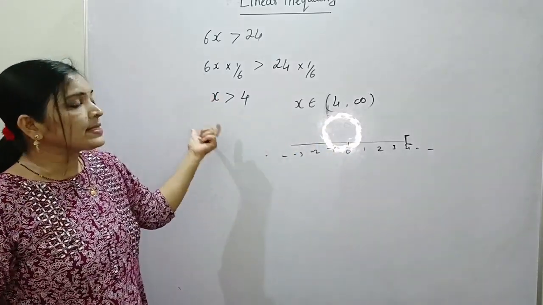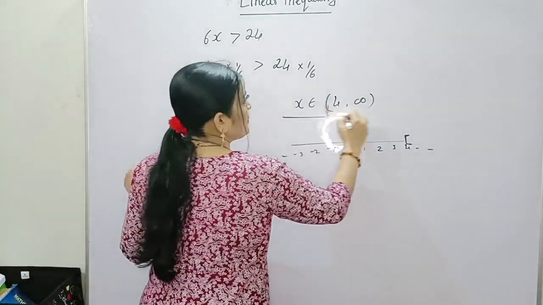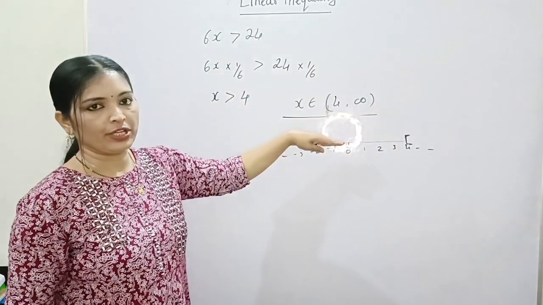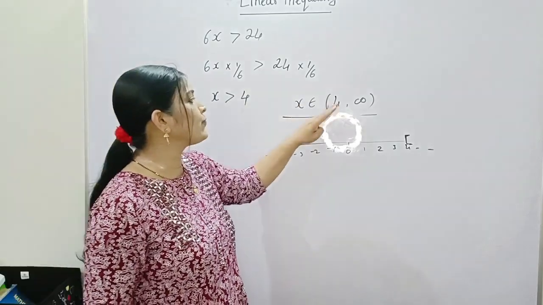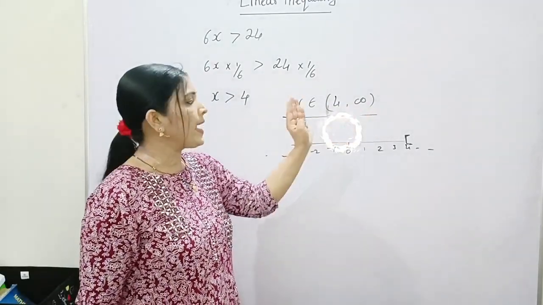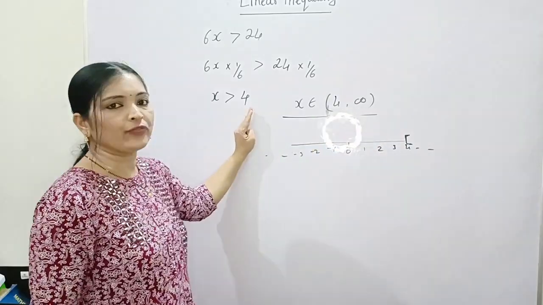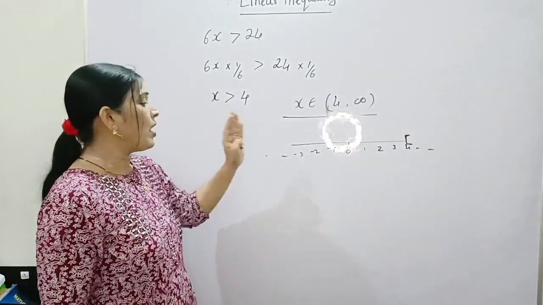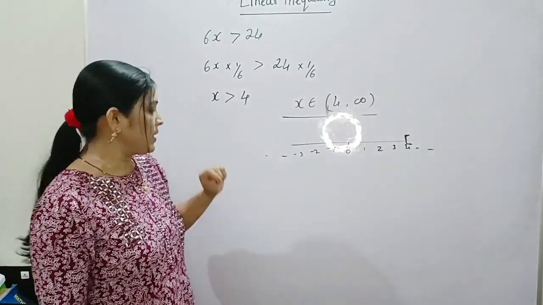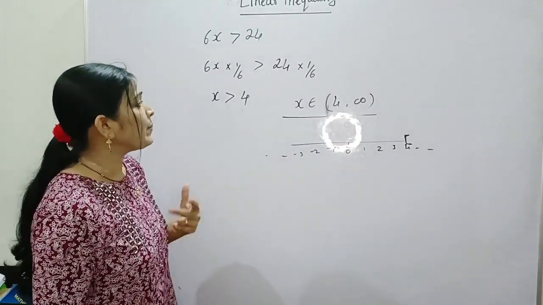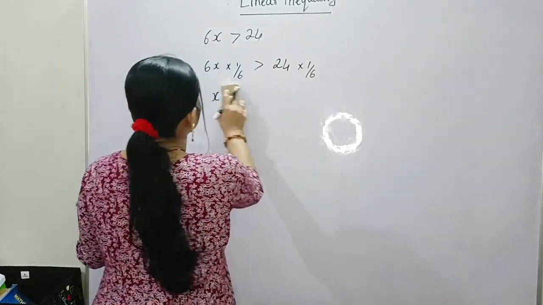Now, if it is a natural number, we can write the same thing, 4 to infinity. And if x is an integer, we can also write 4 to infinity. x belongs to 4 to infinity because x greater than 4. If it is less than 4, we can write these negative values in integers. So let us solve some more problems so that you will understand quickly.